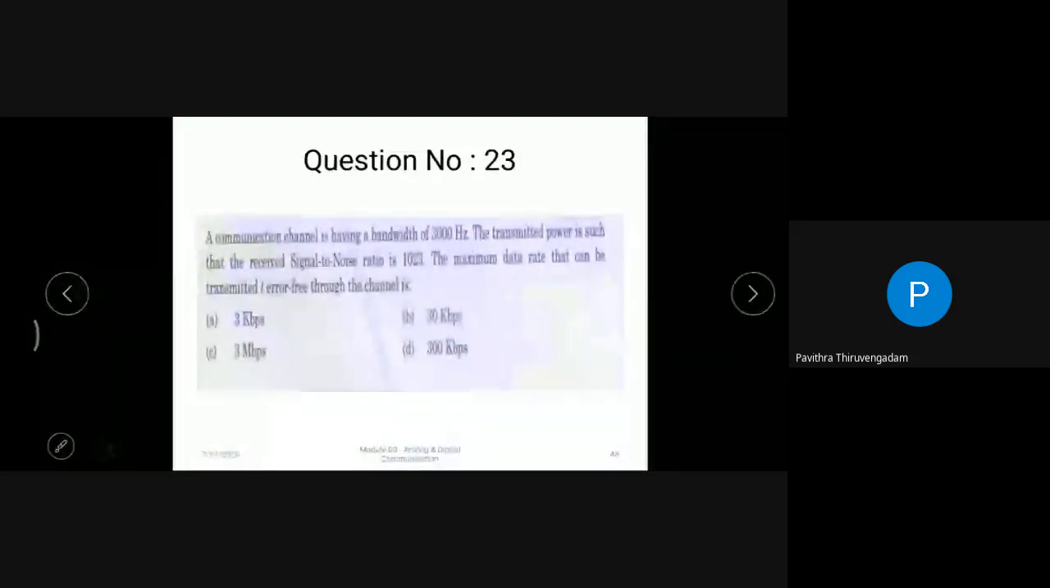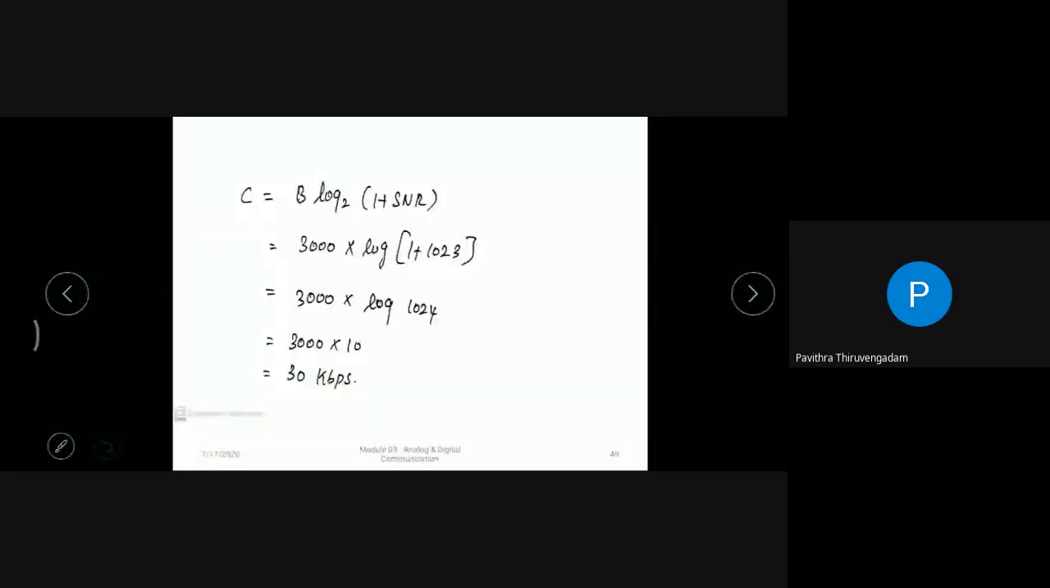They mention bandwidth, they give SNR, and they are asking for the data rate, which means the channel capacity. Okay, you know the formula: channel capacity is equal to bandwidth times log base 2 of (1 plus SNR). Bandwidth is given, SNR is given, so you can directly substitute and find the value. Okay, so it is nothing but 30 kbps.